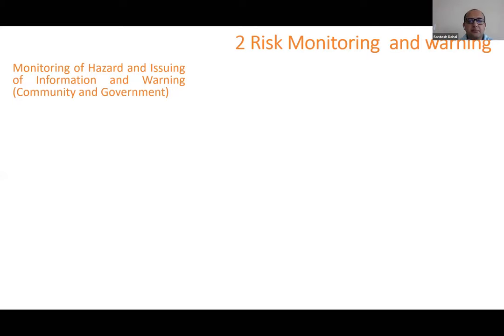Another is risk monitoring and warning. I think this is generally dependent, especially, as Rajendra sir mentioned, on the Government of Nepal, Department of Hydrology and Meteorology data, but we do some kind of monitoring and observation in the community also.